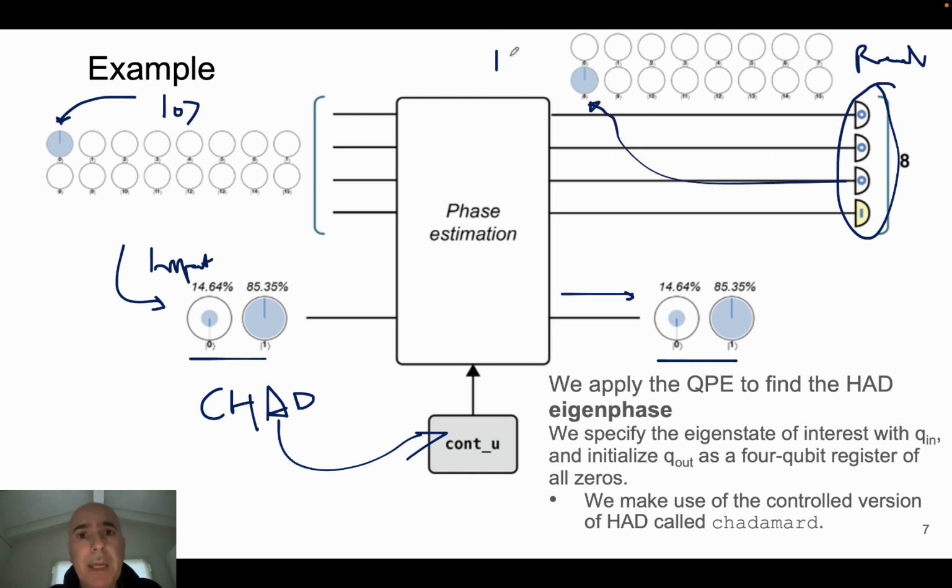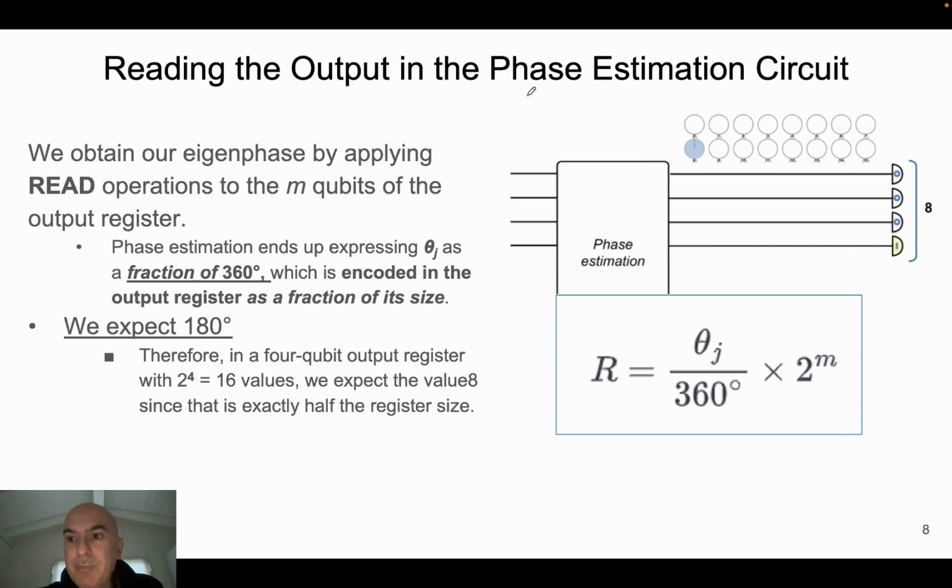And this is going to be the main output of our phase estimation quantum circuit. So we obtain this 8, or quantum state 8, by doing this reading operation. But how can we interpret this 8? Well, we obtain our eigenphase by applying the read operation to the m qubits of the output register. The phase estimation quantum computing primitive ends up expressing theta j as a fraction of 360 degrees, which is encoded in the output register as a fraction of its size.